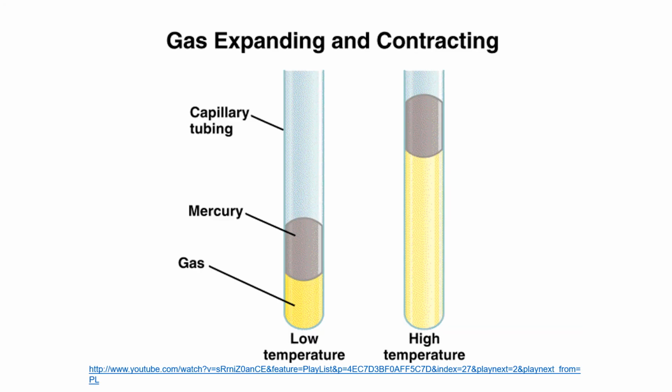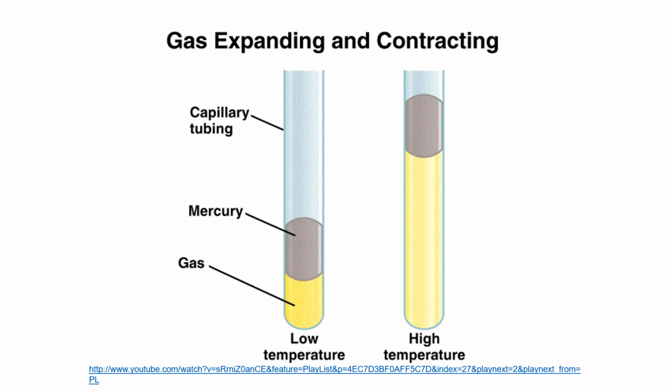So how do temperature and volume relate? Here we have two capillary tubes. We also have mercury here and a gas in the bottom below that mercury. At low temperatures, that volume is small. But if we increase the temperature, so we're increasing the kinetic energy of that gas, it is going to expand and the volume increases.